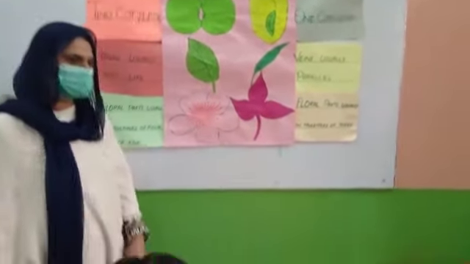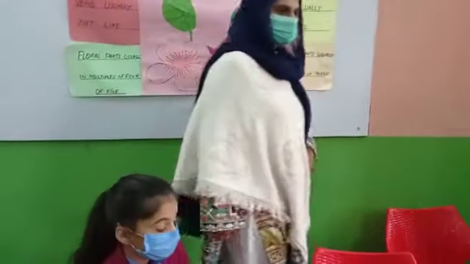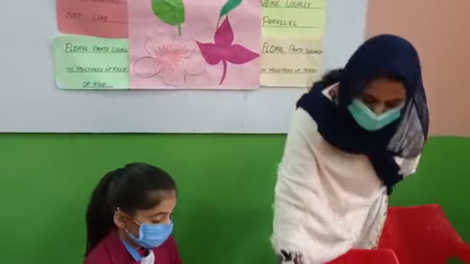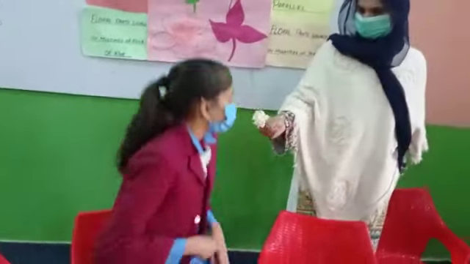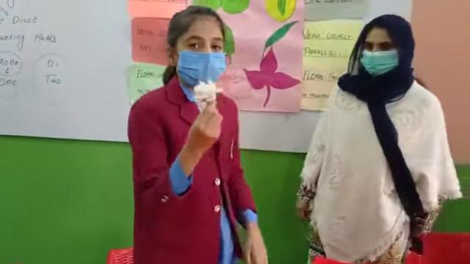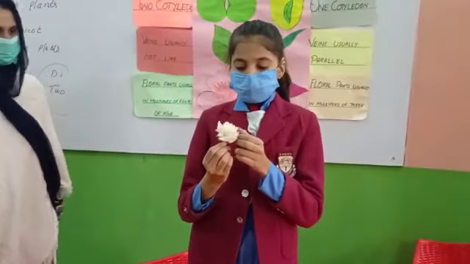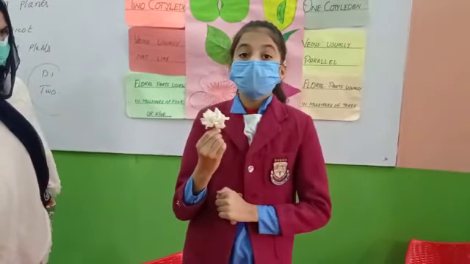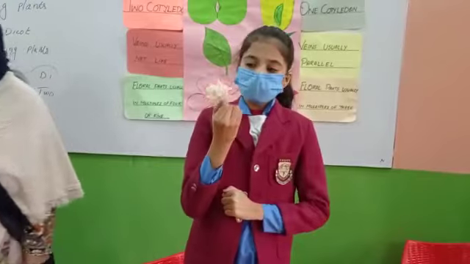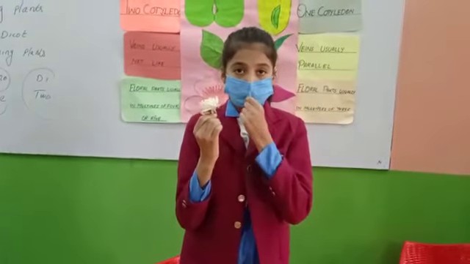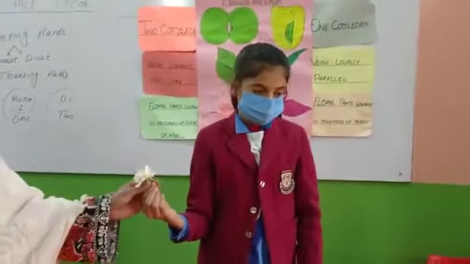Now I am giving you a flower. You will count the petals of this flower and tell me, is it monocot or dicot? It has 15 petals. It is a dicot plant. Okay, clap for Isham.